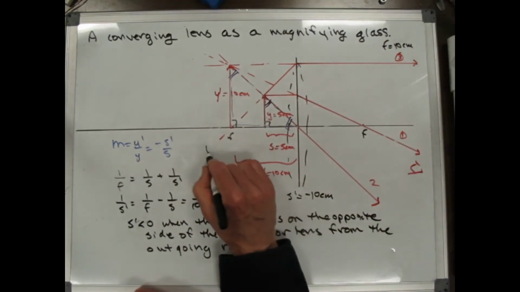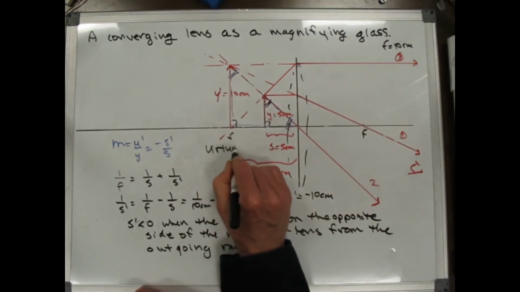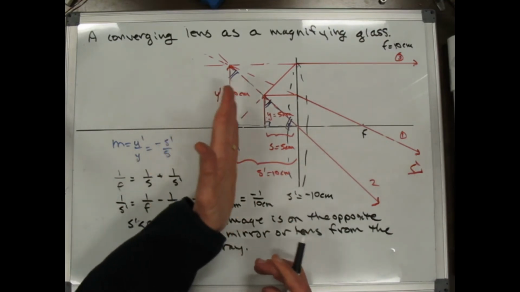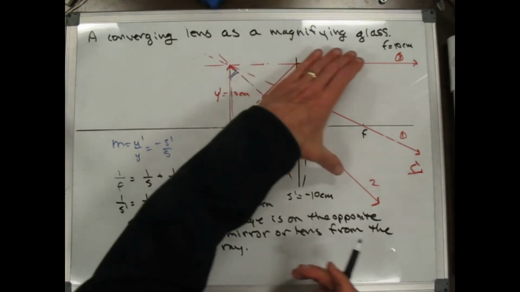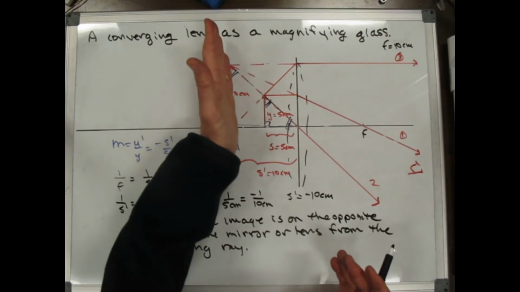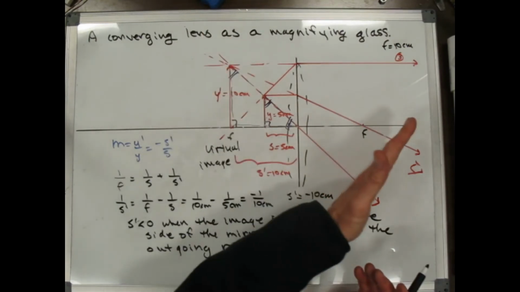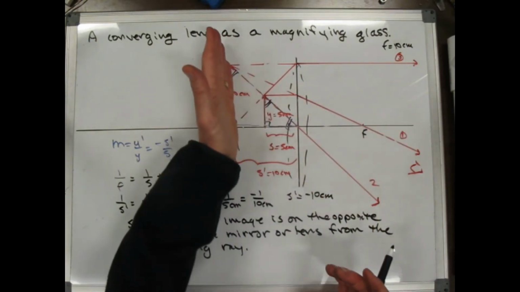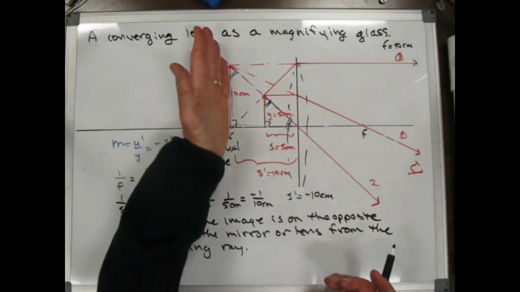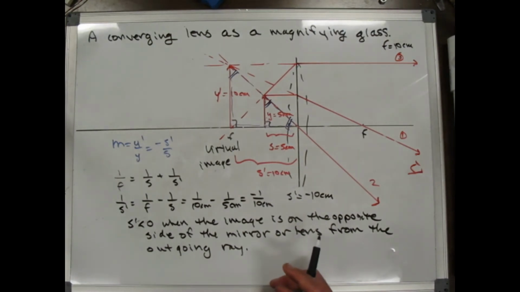This is a virtual image, because you have to look through the glass to see the image. There's no place to put a sheet of paper and get the image to appear. There are actually no rays crossing back here. That's just a perception. So we call this a virtual image. It's not a real image. Your eyes perceive the image to be there, but it's not actually there.